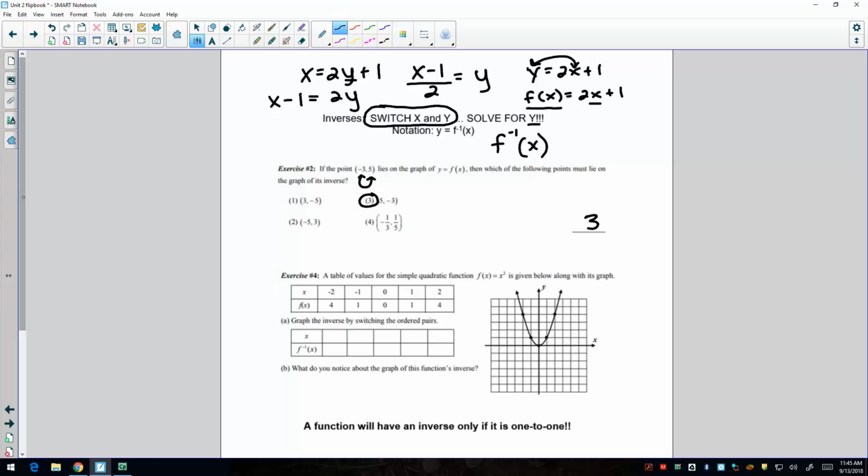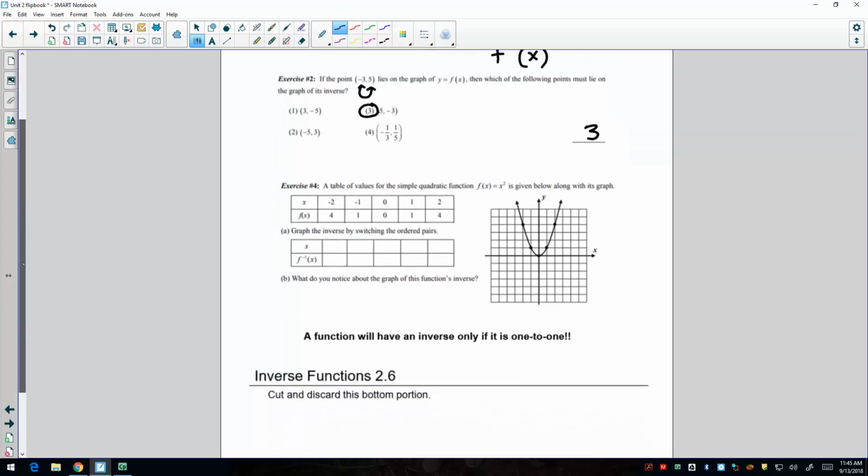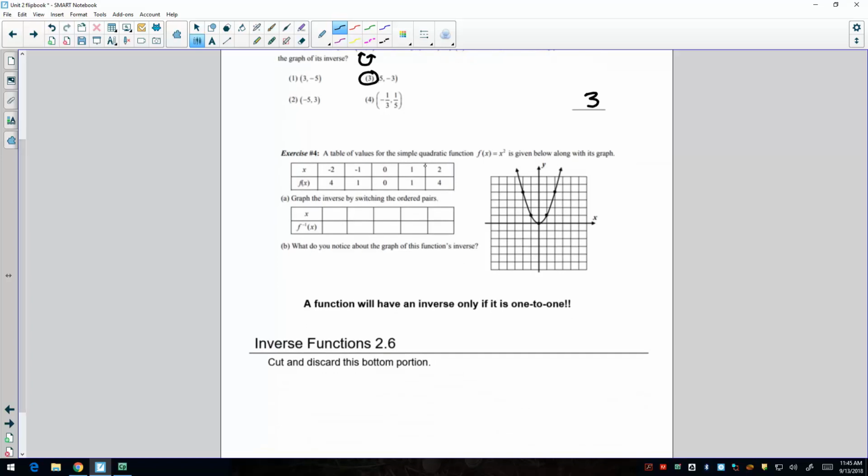Okay? All right, next example, exercise 4. So they gave you a table of values for the simple quadratic function f of x equals x squared. Here it is. It's a parabola. And here's the table of values they gave you. Obviously, there could be more or less, but these are the ones they gave you. So part A says, graph the inverse by switching the ordered pairs.